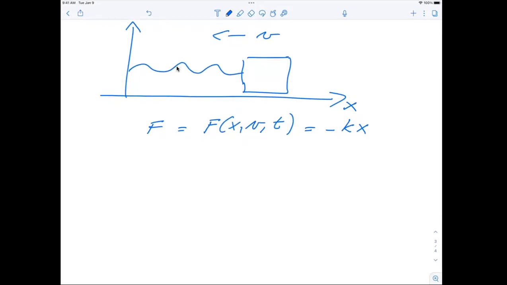Now, this means that what we have now, if we stay just in one dimension, is m d²x/dt², and this is equal to minus k times x.